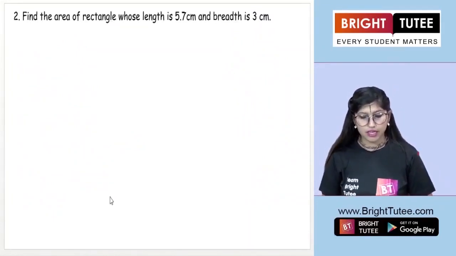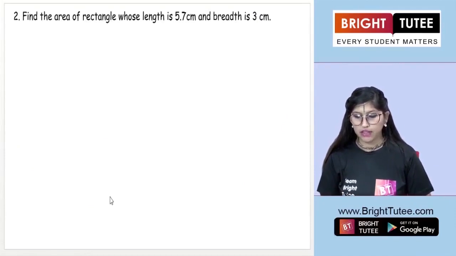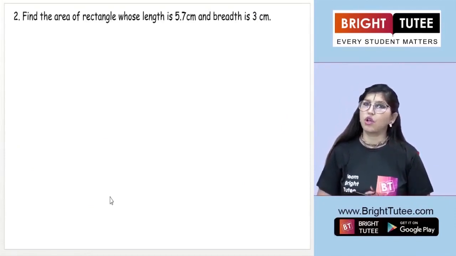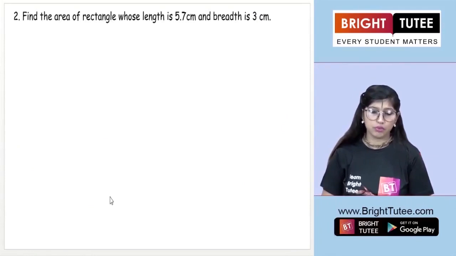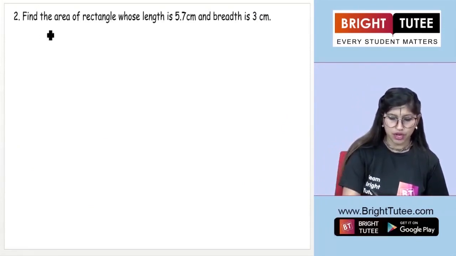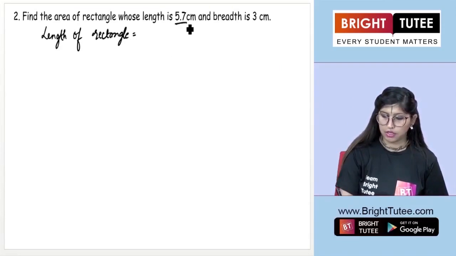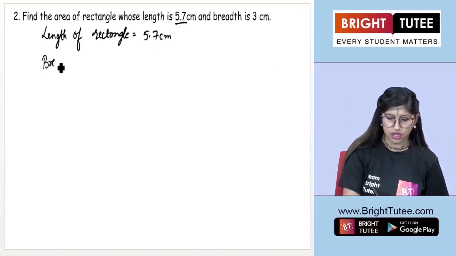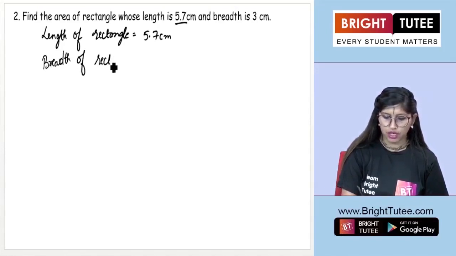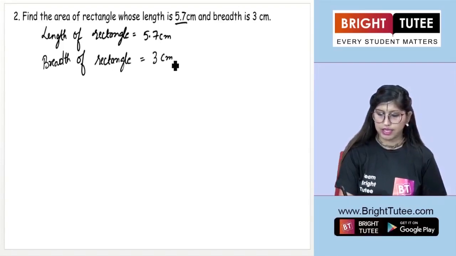We need to find the area of a rectangle whose length and breadth are given. So we all know how we go about it and how we solve this question. So we'll be writing it over here: length of rectangle is how much? 5.7 centimeter. And how about the breadth of the rectangle? The breadth of the rectangle is 3 centimeter.